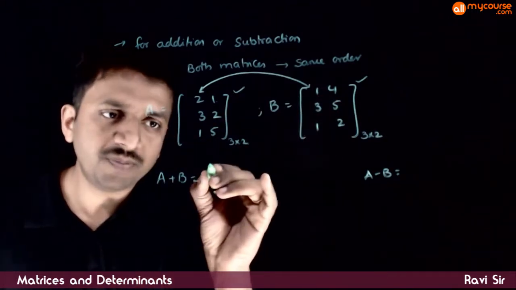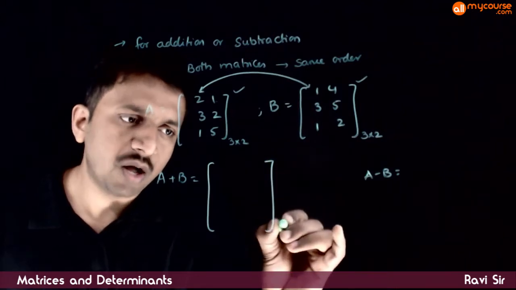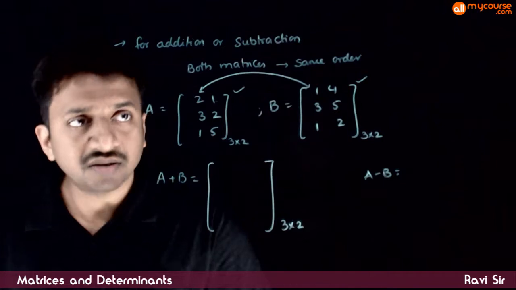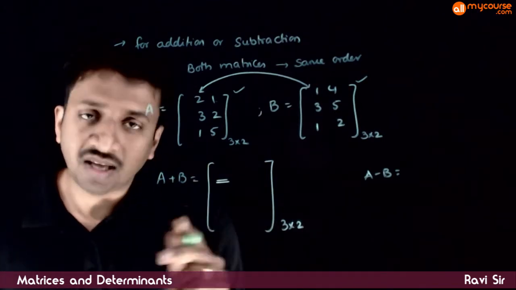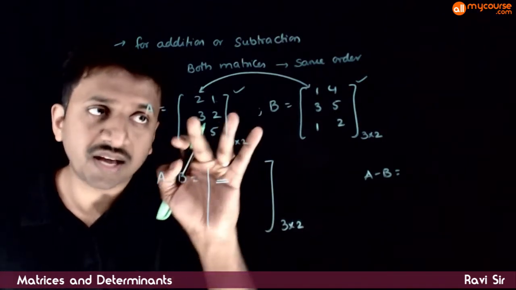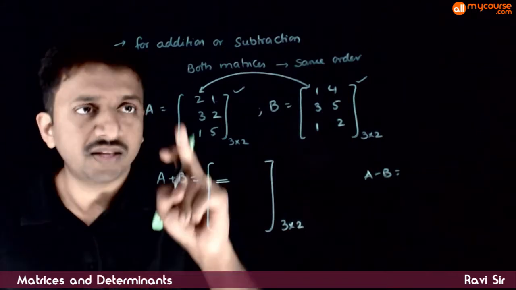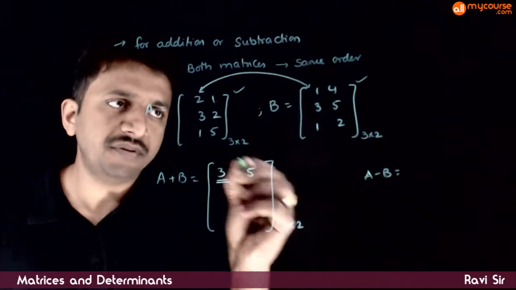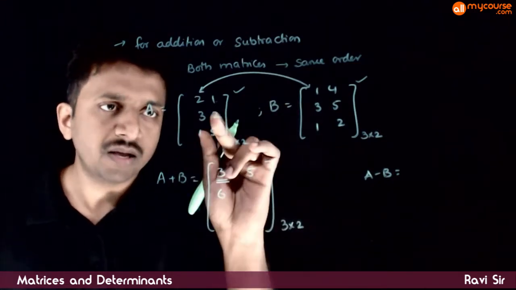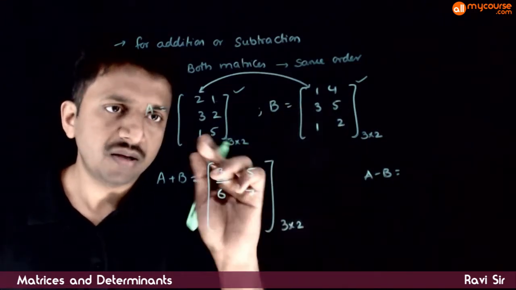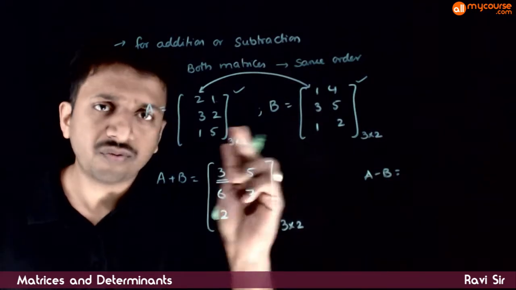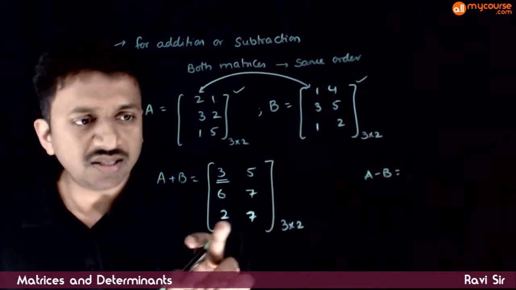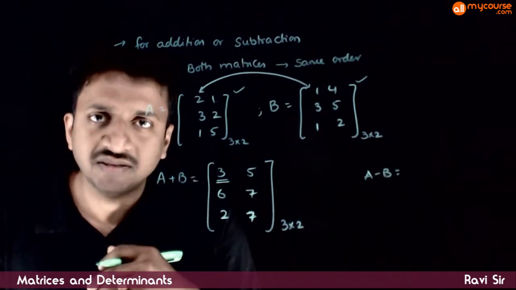So what is A plus B? A plus B is also a 3 by 2 matrix where each element is the sum of the corresponding elements of these two matrices. It is 2 plus 1, you have 3 here. 1 plus 4, you have 5 here. 3 plus 3 is 6. 2 plus 5 is 7. 1 plus 1 is 2. 5 plus 2 is 7. So this is the matrix A plus B, as simple as this.